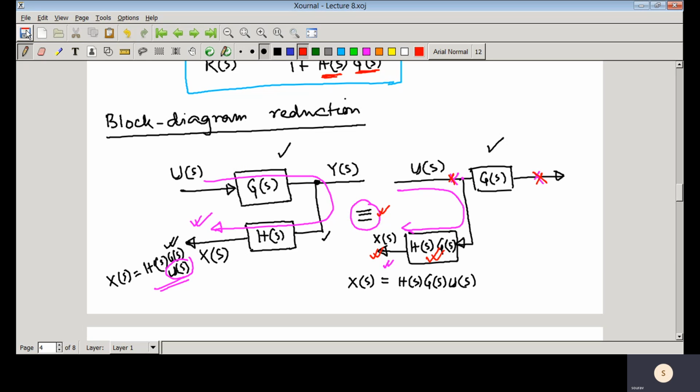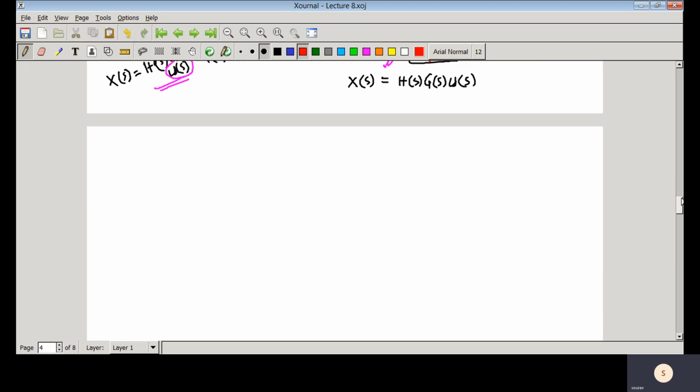So let us see the other case. If you have a block diagram like this, this is G(s), now suppose you have that comparator.